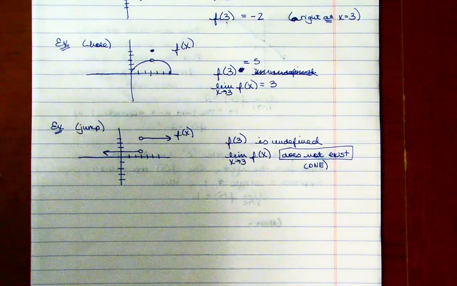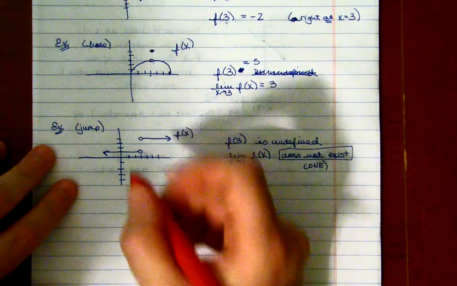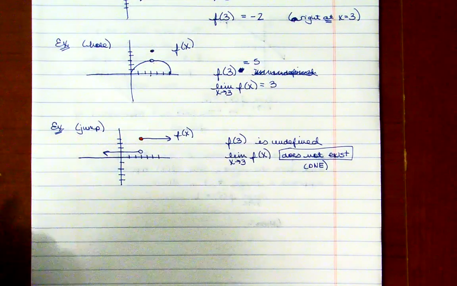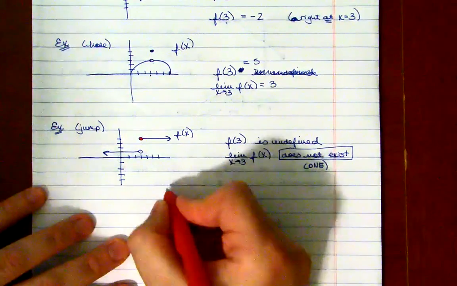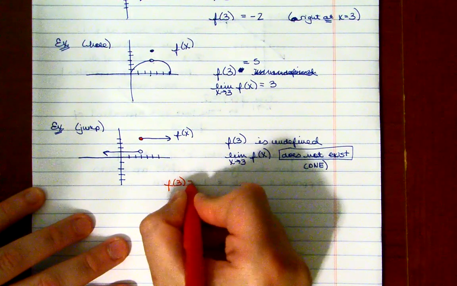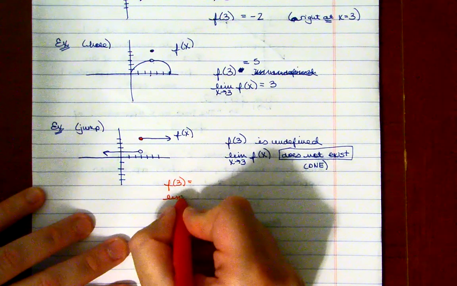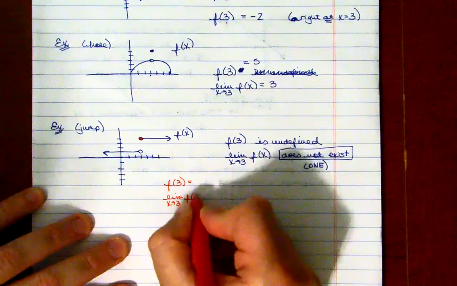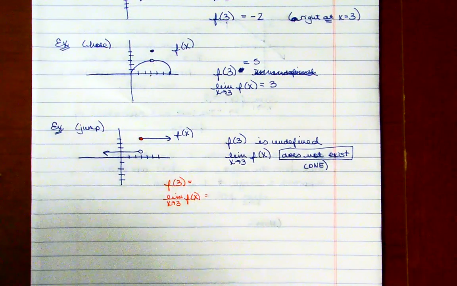Let me ask you this. What if I change this graph a little bit by just, I don't know, maybe filling in that dot over there, making that a closed circle? If I do that, I would like you to take a moment and figure out f of 3 and the limit as x approaches 3 of f of x. See what you can do.